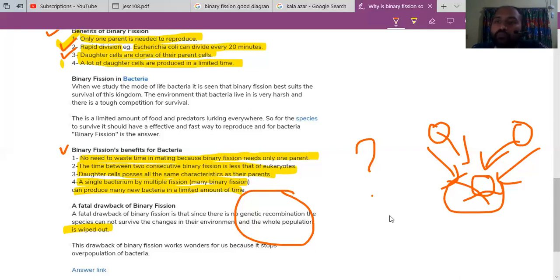So the bottom line here is variation. Remember, variation is very important. Try to learn much more about variation.